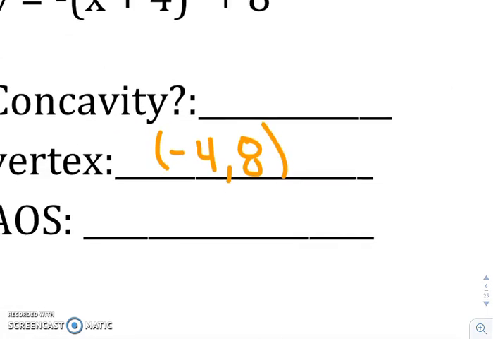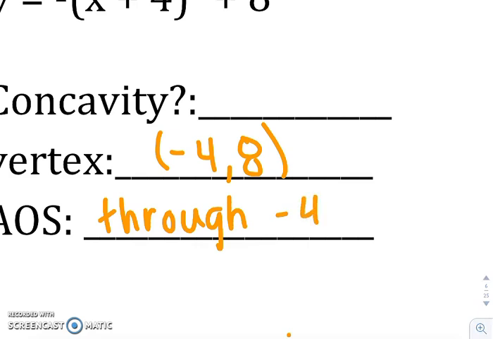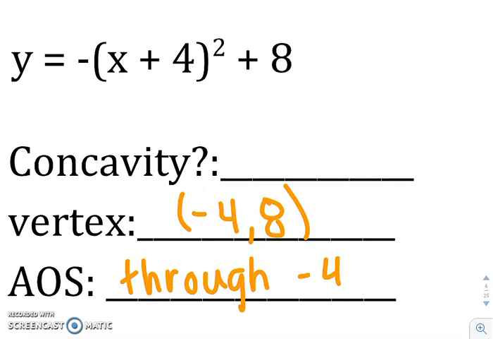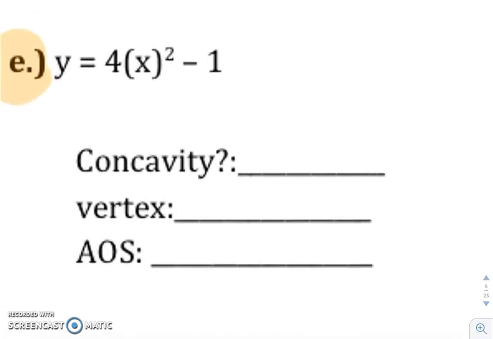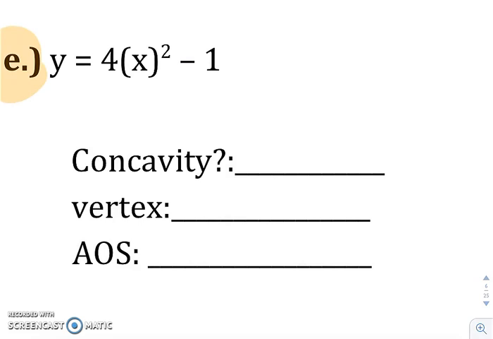So if we know the vertex, the axis of symmetry is just through negative 4. We have a negative in the front, so it would concave down. That's it. When it's in this form, you literally know the vertex, the center of your problem, right away.